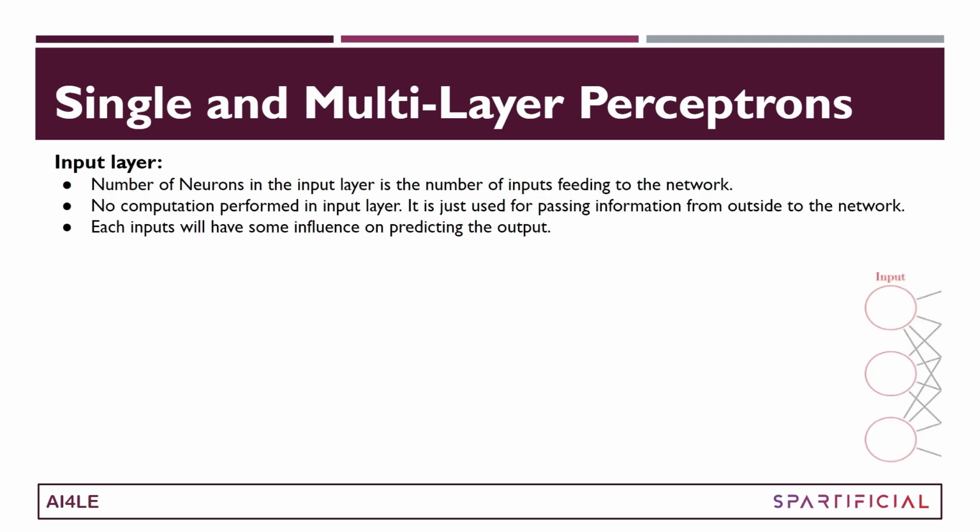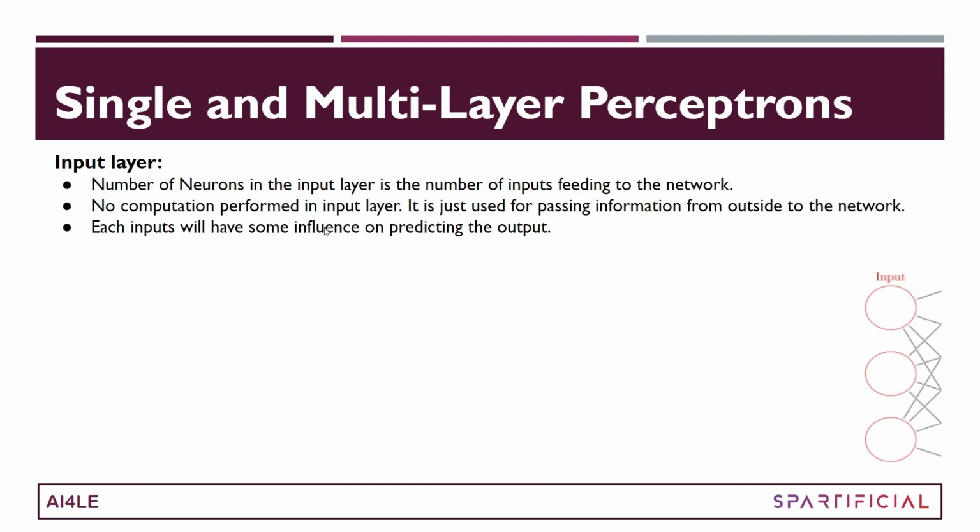In the input layer, the number of neurons is the number of inputs we feed to the neural network. No computations are performed in the input layer because this is the first layer. These are not actually artificial neurons. These are just placeholders holding all the input data, and therefore we call it an input layer where no typical computations are performed. It is just used for passing information from outside into the network. So if you want to pass some kind of data into the network, we use these input layers. And you will find input layers in all types of artificial neural networks.